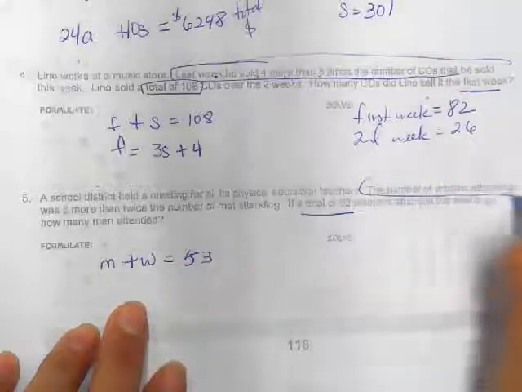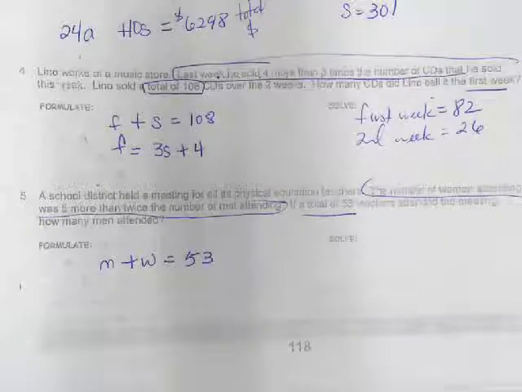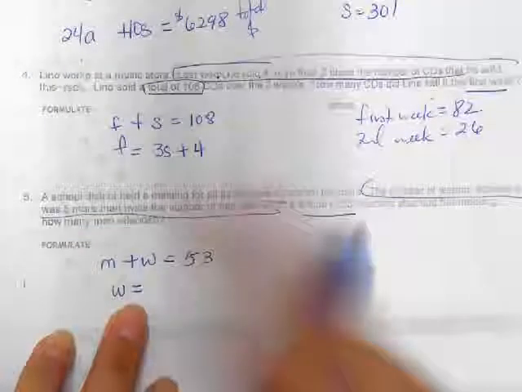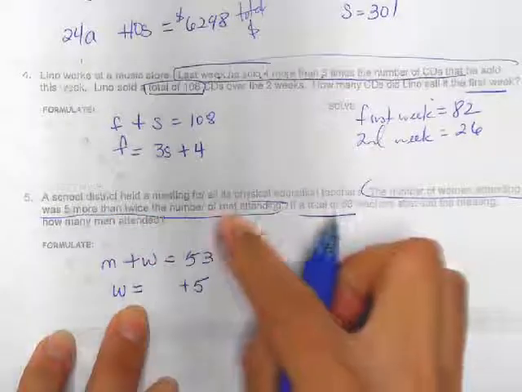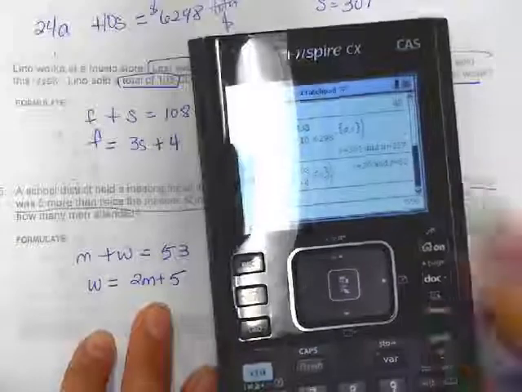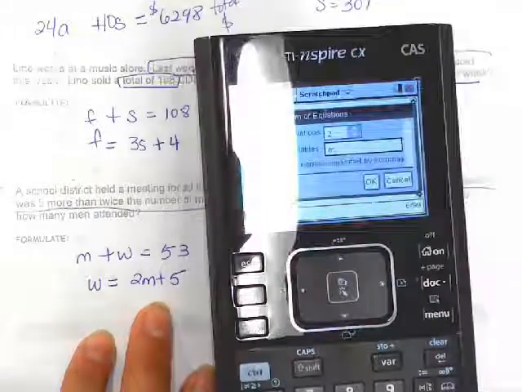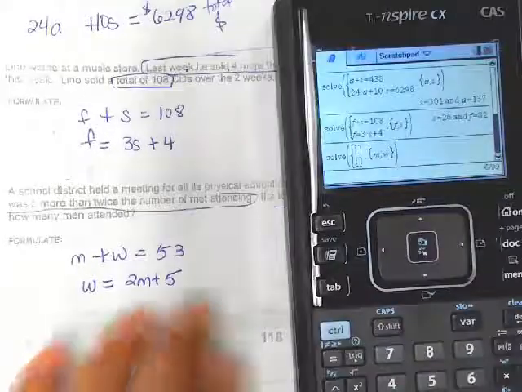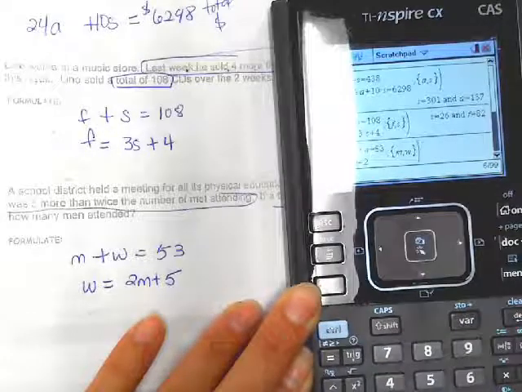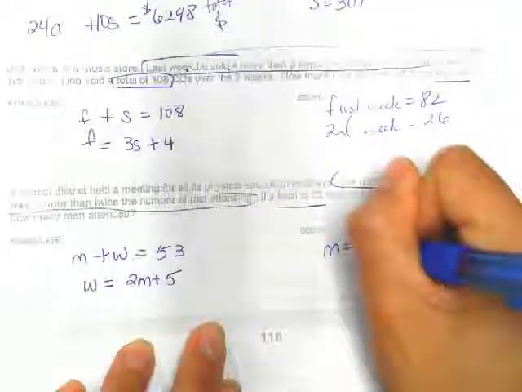The second one comes from the sentence right here. The number of women attending was 5 more than twice the number of men. So which is more, the men or women? Men. So women equals, and it says 5 more, so plus 5, 2 times men. All right, so let's put it in. Menu, algebra, solve systems. I'm going to change variables to m, comma, w for men and women. And then just plug it in. Men plus women equal 53. Women equal 2m plus 5. Okay. And then I have m is 16. So 16 men and 36 women.